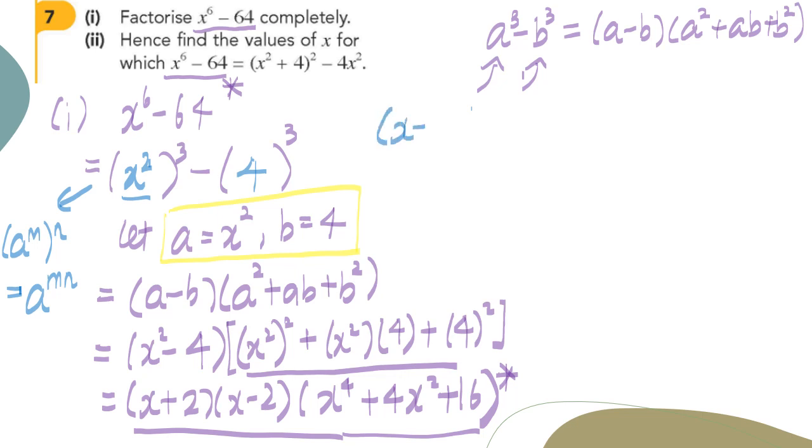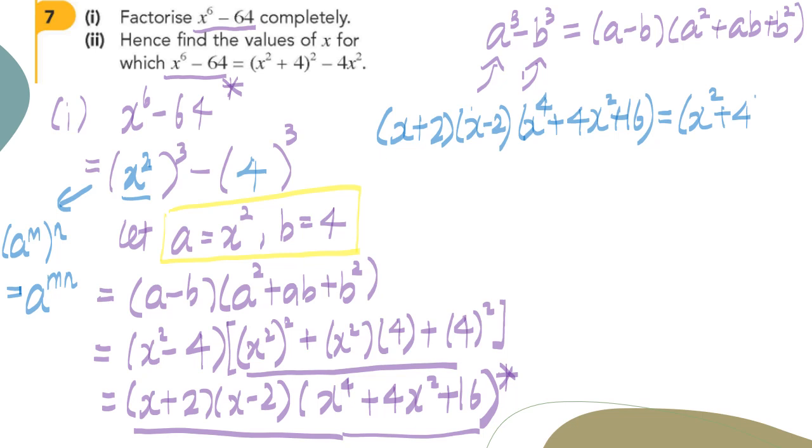That will give us x plus 2, x minus 2, x to the power of 4 plus 4x squared plus 16, and that is equals to x squared plus 4 to the power of 2 minus 4x squared. Alright. Okay, so there's actually nothing much you can do on the left hand side, right? It's already factorized completely. However, on the right hand side you can still expand this. So this is exactly what I'm going to do.